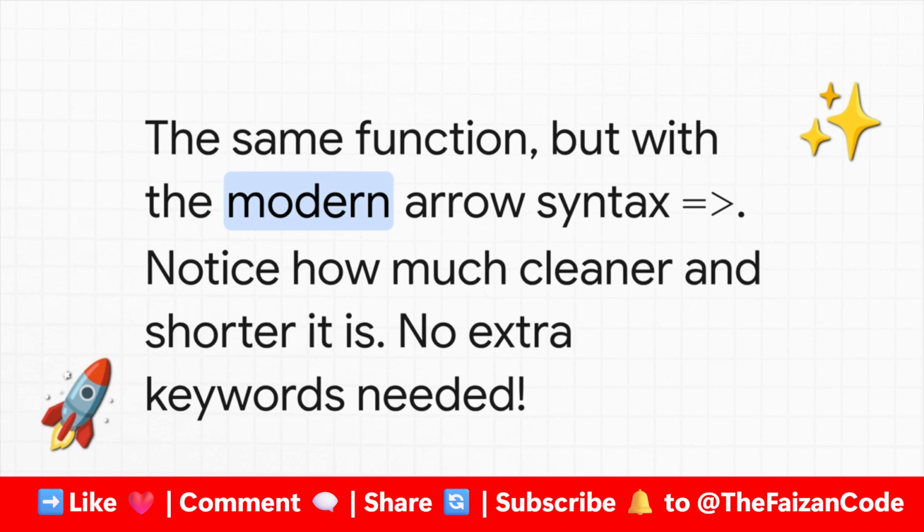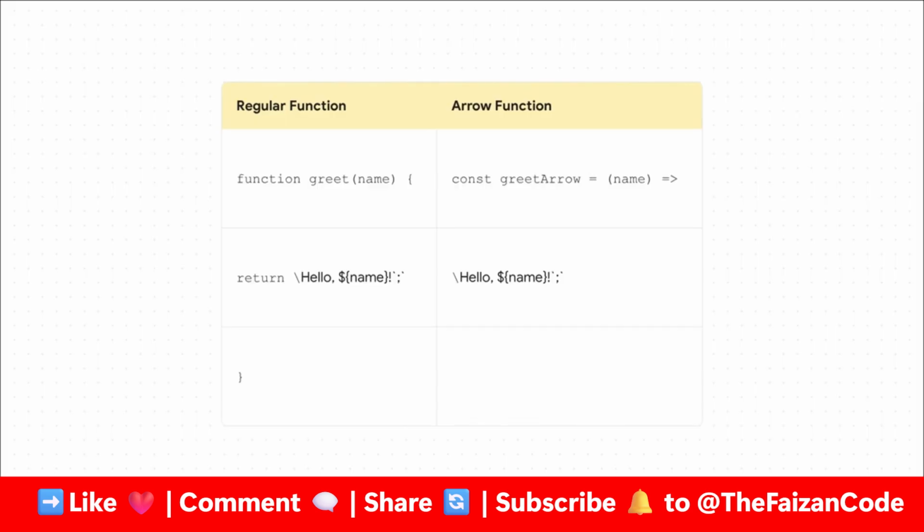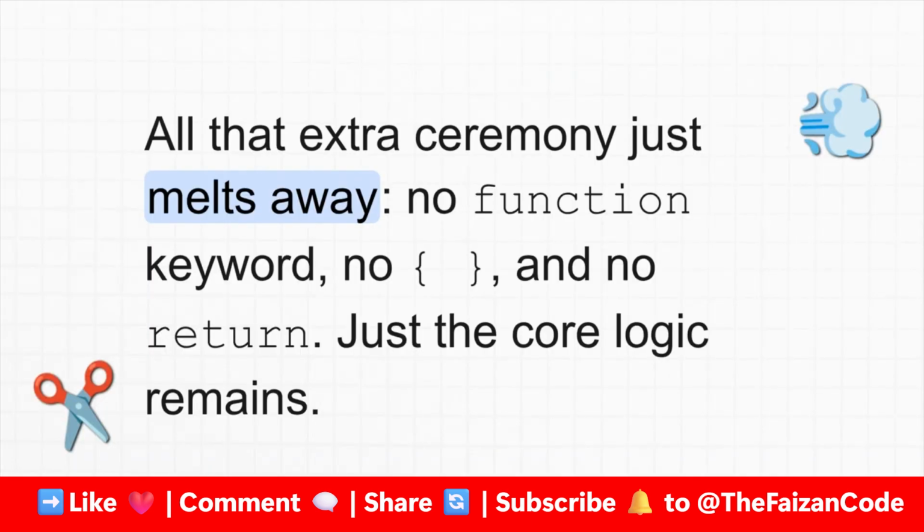So clean. And here they are, right next to each other. See? It just makes sense visually. On the right, the function keyword, it's gone. Those curly braces, gone. And because it's all on one line, that return keyword is implicit. It's gone too. All that extra stuff just melts away, leaving you with just the logic. It is all about cutting out the noise, you know? You're left with just the inputs and what the function does. That's exactly what we mean when we say it's more concise and readable.